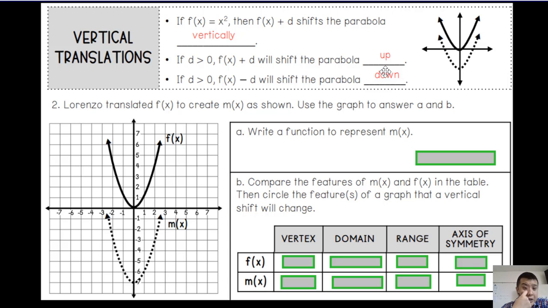Okay. So, Lorenzo translated f of x to create m of x as shown. Use the graph to answer a and b. Write a function to represent m of x. Well, here we're shifting it down. This is x squared, and we're shifting it down 1, 2, 3, 4, 5, 6, 7. So therefore, we have m of x equals f of x minus 7.